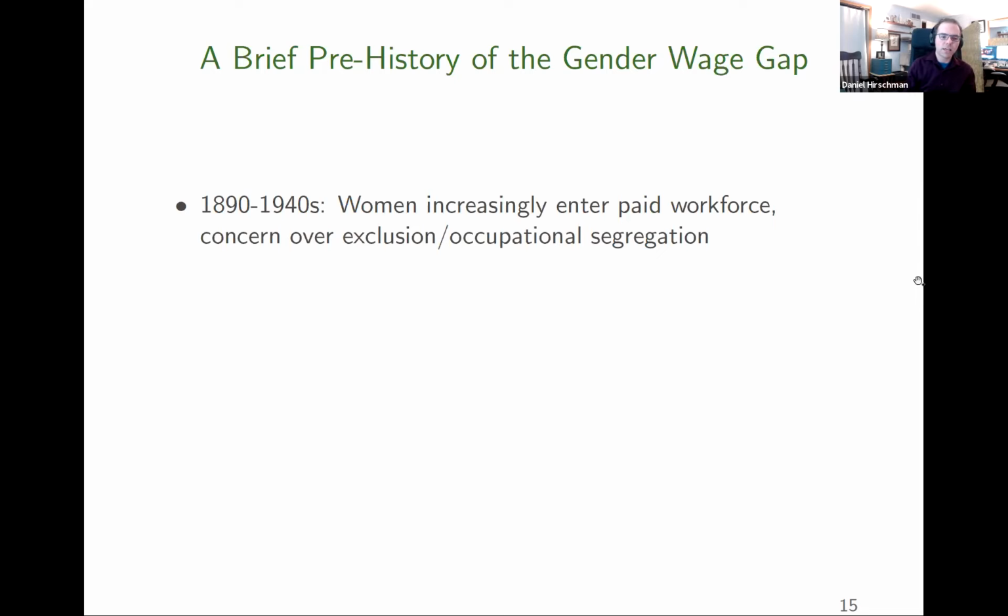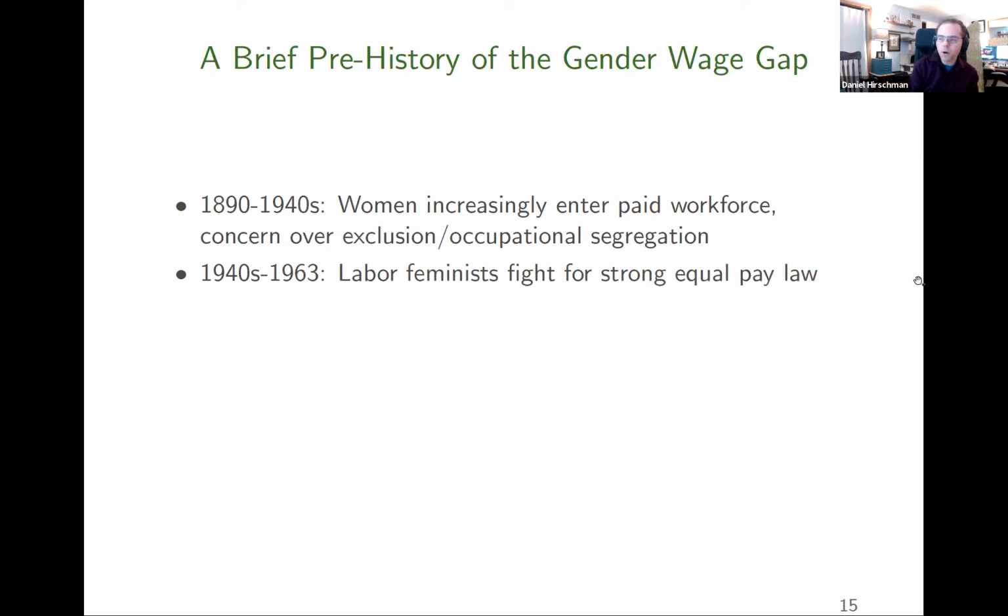This starts to change, especially with World War II, as women briefly enter many male-dominated occupations, and there are intense debates around whether or not women can be paid different rates for those jobs, and the politics around that in some ways unite and in some ways divide labor feminists and liberal feminists. Post-World War II, for about 20 years, labor feminists try to continue the momentum of World War II into pushing for strong equal pay legislation, at both the national and state levels.